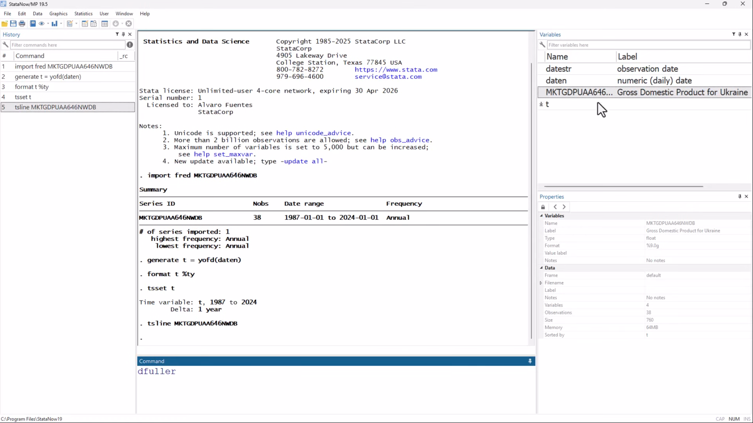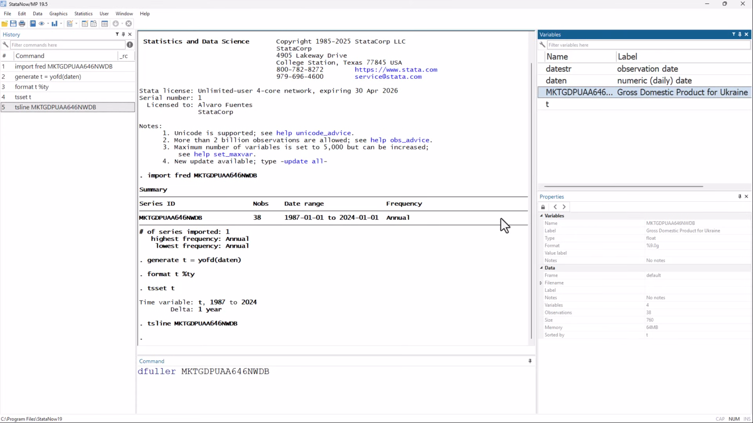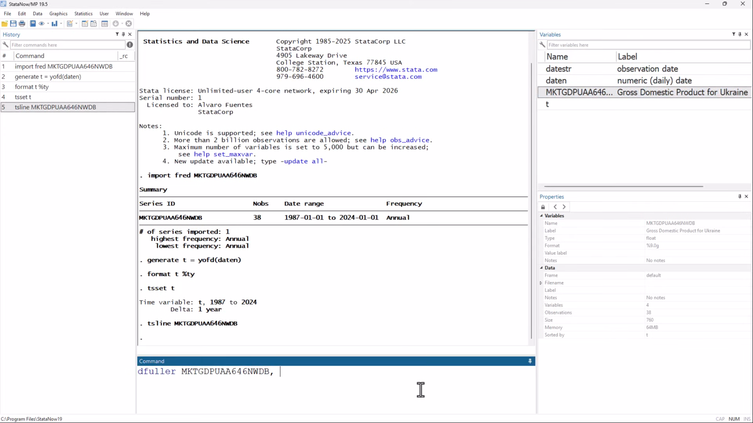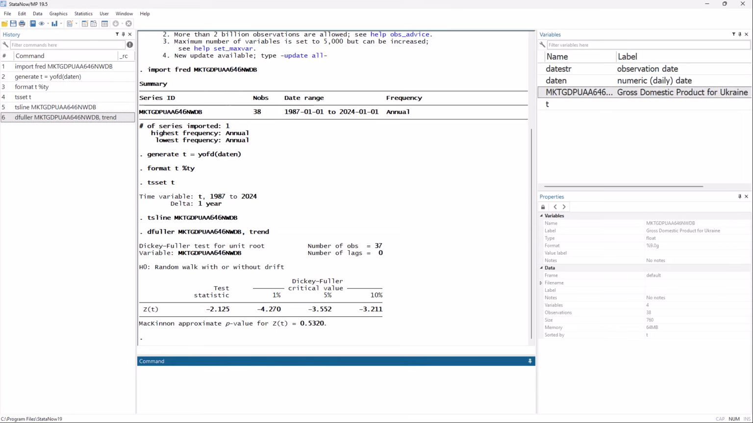To test under case 4 with the Augmented Dickey-Fuller test, we type dfuller, then the name of our series, and specify the trend option. Stata tells us we're running the test with only 37 of the 38 observations in our sample because we're fitting a model that involves the first lag of the series. No lags of the first difference of our series are included as controls in the model by default, but we can change that with the lags option of the command.